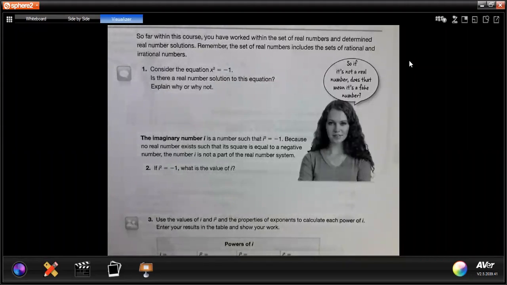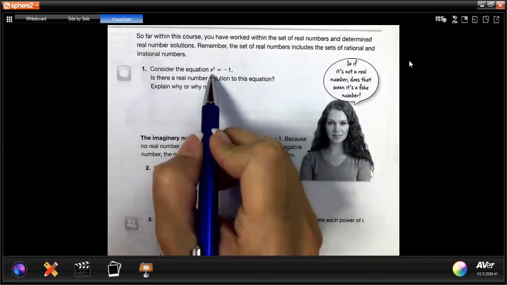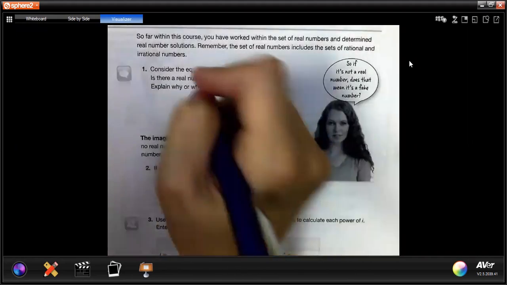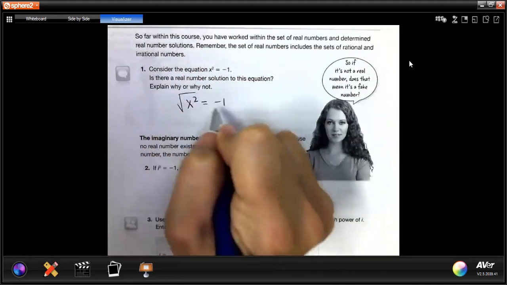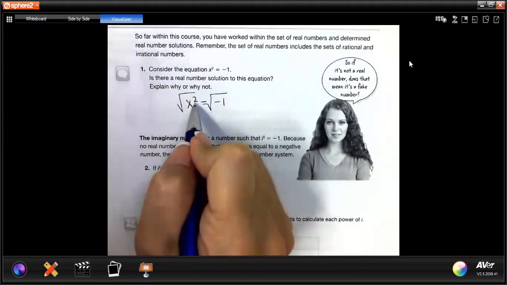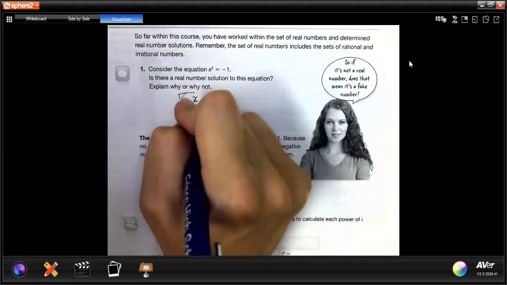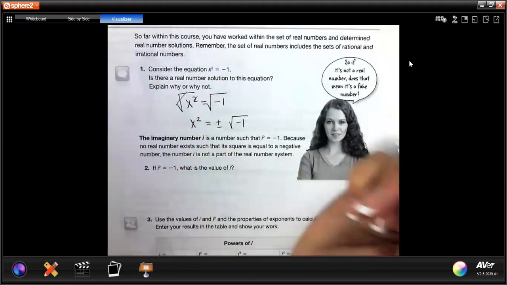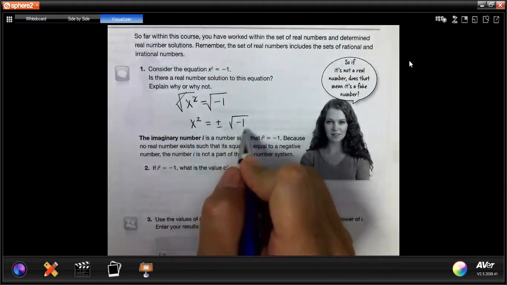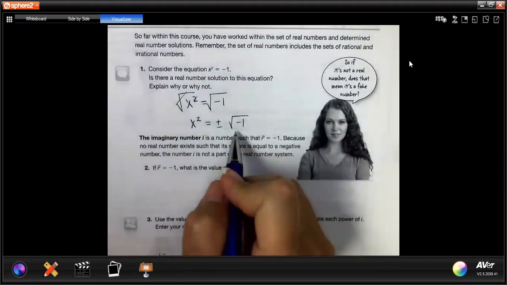Today we're going to talk about imaginary numbers. In the past, when we looked at an equation like x squared equals -1 and went to solve this, we would take the square root of both sides to get rid of this square. So that canceled out and gave us x equals plus or minus the square root of -1. Now this cannot happen. We said that's not a real number.